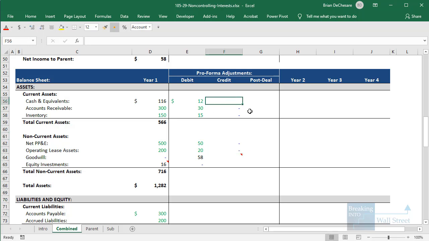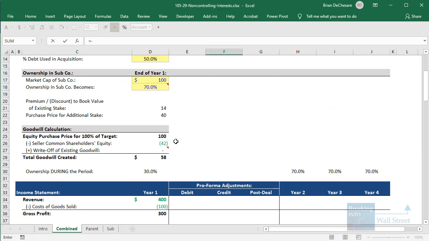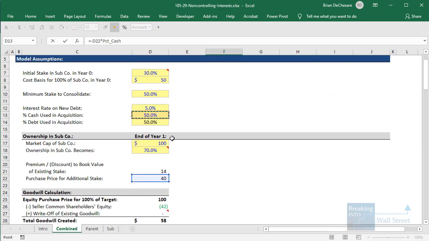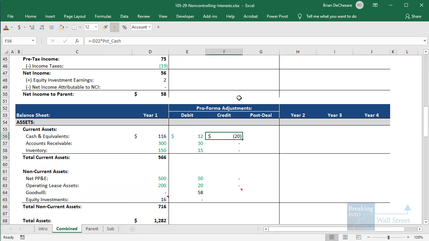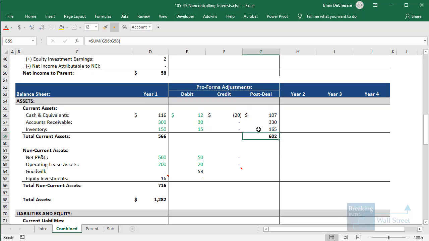And then for the cash, we want to go up and get the purchase price for the additional stake and then multiply by the 50% cash we're using to fund this deal. We're going to subtract this 20 million of cash because we're using it to buy this additional stake. And then we can add up everything here to get to our post-deal numbers. We have all these and we can copy these down.